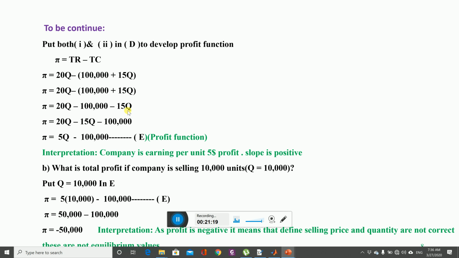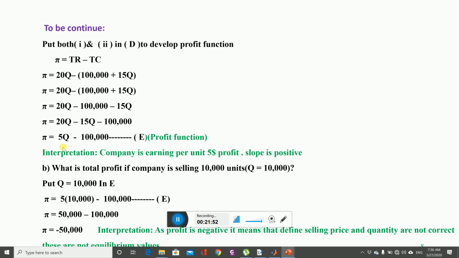Now 20Q and 15Q are both like terms. Like terms means the highest power of the variable in both terms, 20Q and 15Q, is exactly the same. That is why we can add them, we can subtract them, and we bring them together. 20Q minus 15Q minus 1 lakh. So 20 minus 15 is 5Q minus 1 lakh, and we develop the profit function.